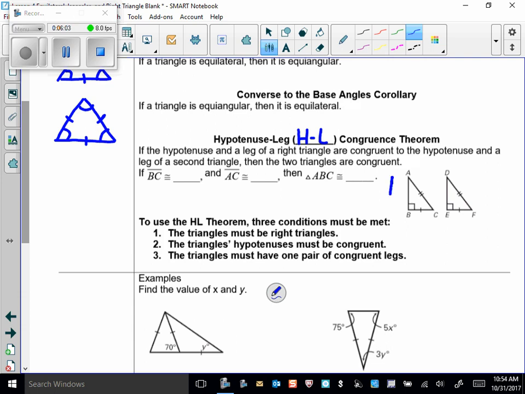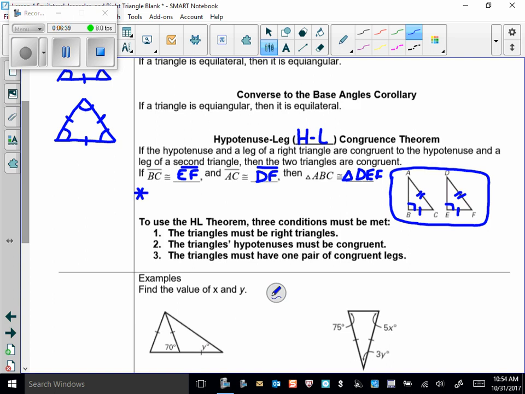So look at our two triangles here. We got the hypotenuses congruent. We got a leg congruent, and we can see that they're both right angles, so we can use the hypotenuse-leg theorem to say that those two triangles are congruent. So if BC is congruent to EF and AC is congruent to DF, then I know that triangle ABC is congruent to triangle DEF.